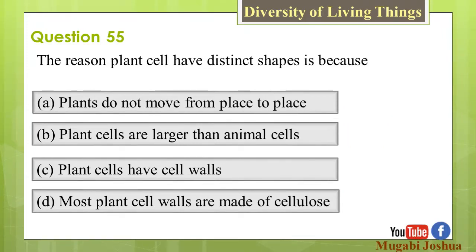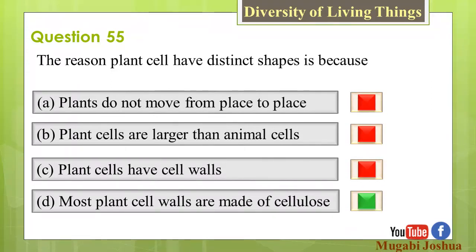Question 55. The reason plant cells have distinct shapes is because A. plants do not move from place to place. B. Plant cells are larger than animal cells. C. Plant cells have cell walls. D. Most plant cells' walls are made of cellulose. Which of the following alternatives is the best alternative? The best alternative is D. Most plant cell walls are made of cellulose.